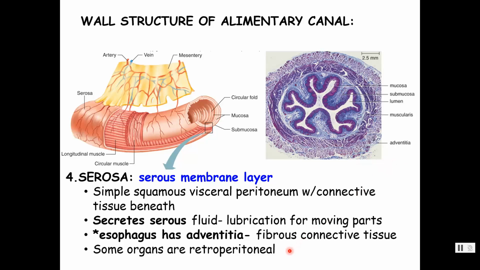Not all organs are going to have a serosa. Some of them are retroperitoneal, so part of the small intestine, the duodenum, the pancreas, and portions of the large intestine are going to be behind the peritoneum.